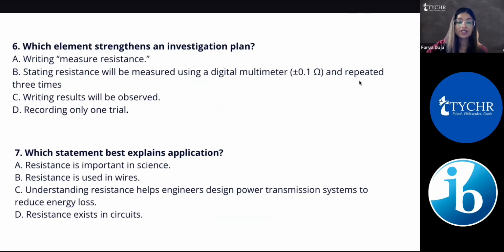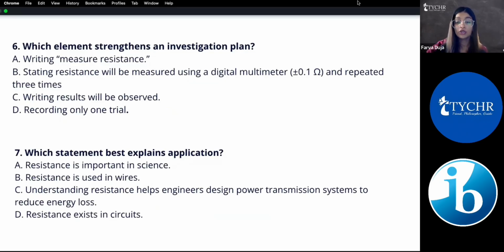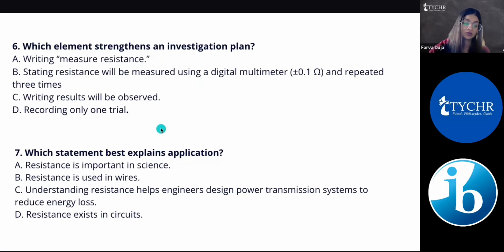Right. Question 6. So investigation plan could also mean method. So that's what this is asking about. Good. So question number 6 is B. You have to record more than one trial. Mentioning the repeating trials is extremely important. That's the purpose of this question.